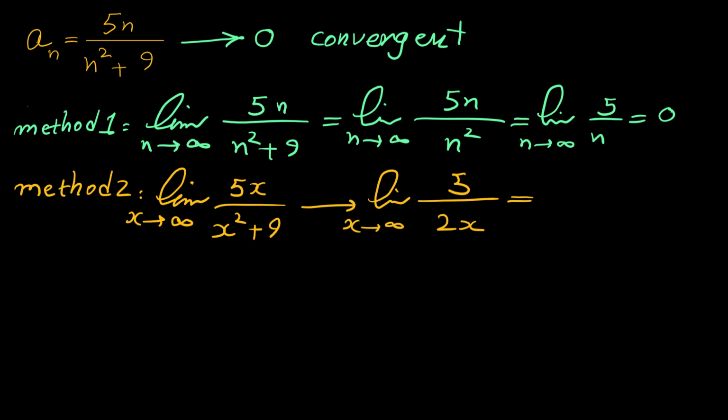And now if you pay attention, 5 over infinity, a constant over something that approaches infinity, is 0. So these two answers are of course the same. So L'Hopital rule is another way for finding limit of sequences. Of course, if it is possible, and it is possible when we have infinity over infinity, then we can use L'Hopital rule for finding the limit of the given sequence.